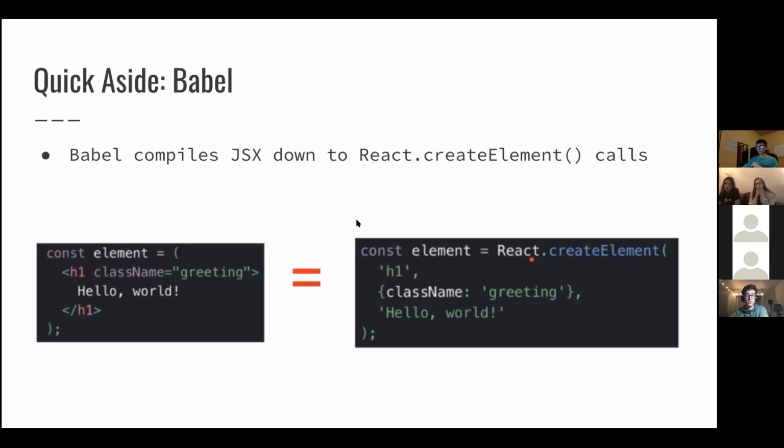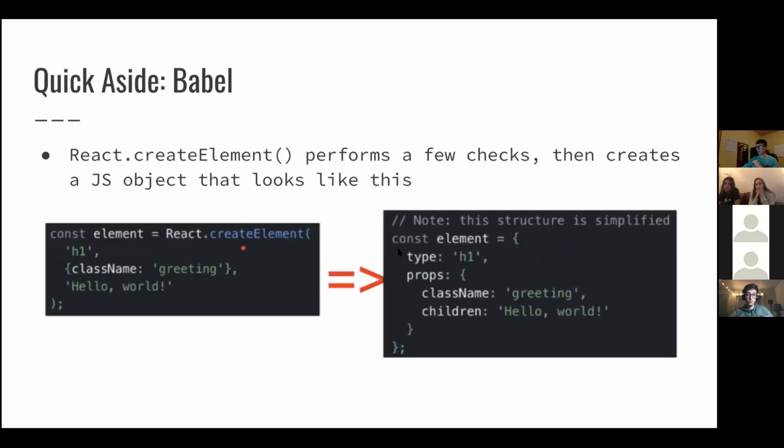And the result of React.createElement will actually become this. What React.createElement returns is an object of this structure with a type of h1 and props of these two: className greeting and children hello world.